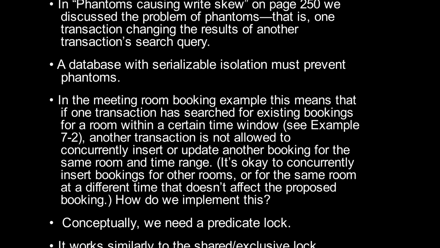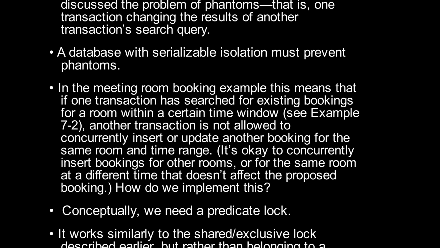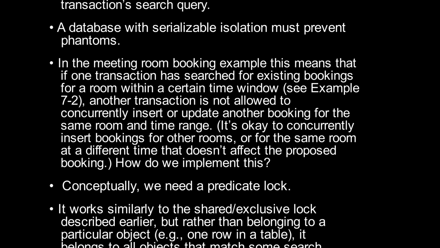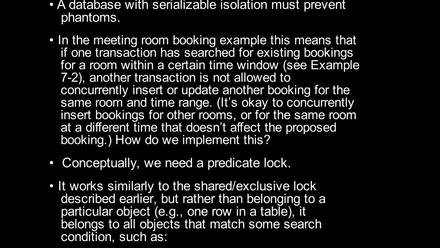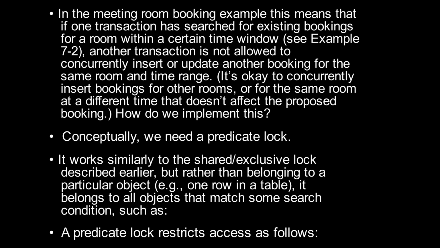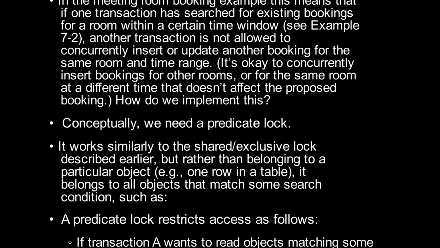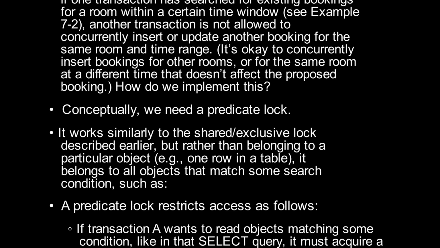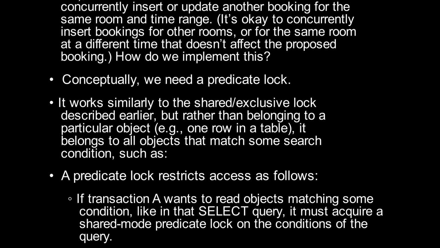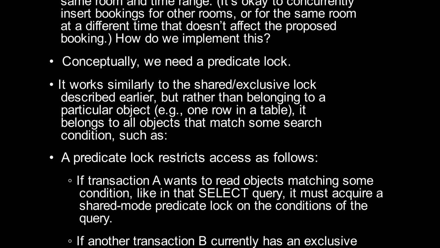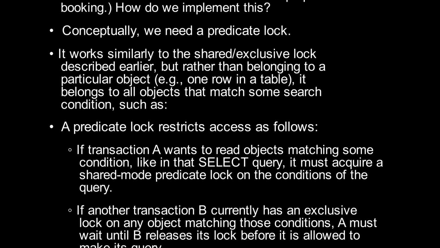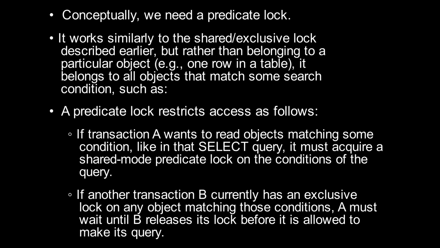It's okay to concurrently insert bookings for other rooms, or for the same room at a different time that doesn't affect the proposed booking. How do we implement this? Conceptually, we need a predicate lock. It works similarly to the shared/exclusive lock described earlier, but rather than belonging to a particular object, for example one row in a table, it belongs to all objects that match some search condition. A predicate lock restricts access as follows. If transaction A wants to read objects matching some condition, like in that SELECT query, it must acquire a shared-mode predicate lock on the conditions of the query.